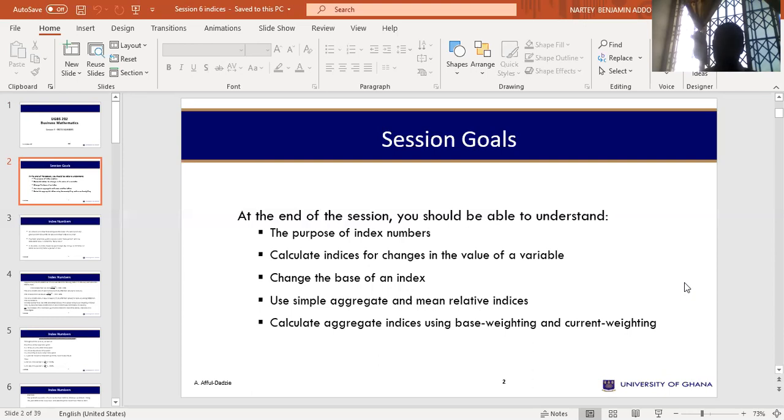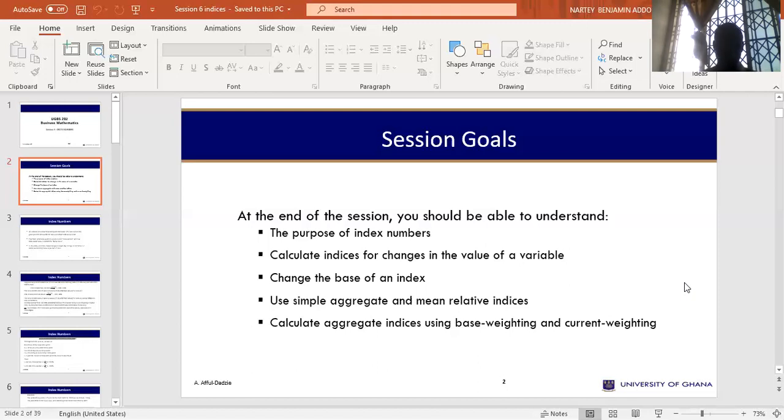Okay. We also should be able to calculate index numbers for changes in the value of a variable. So we can calculate the price relative, the price of a commodity this year relative to the price of that same commodity last year. Or we can also calculate the quantity relative, the quantity this year relative to the quantity last year. And then also be able to change the base of an index.